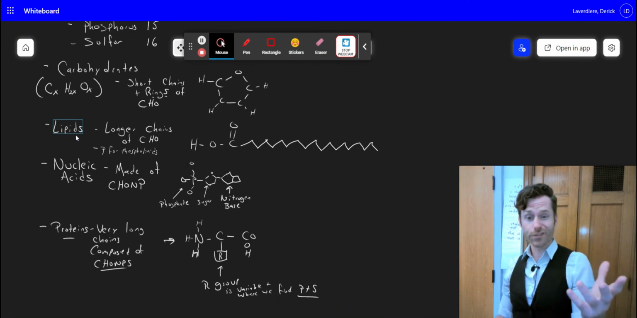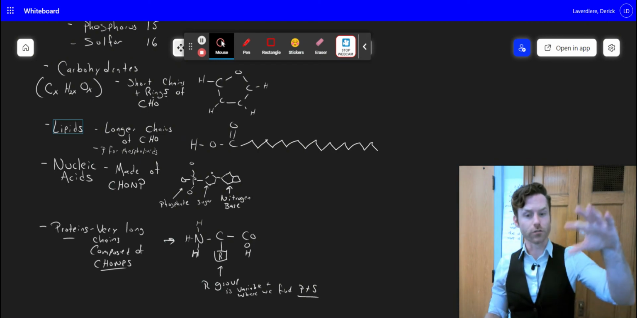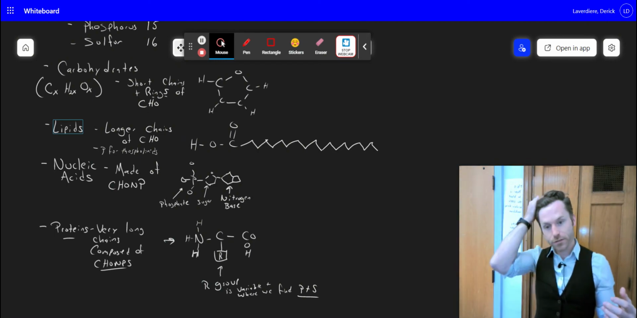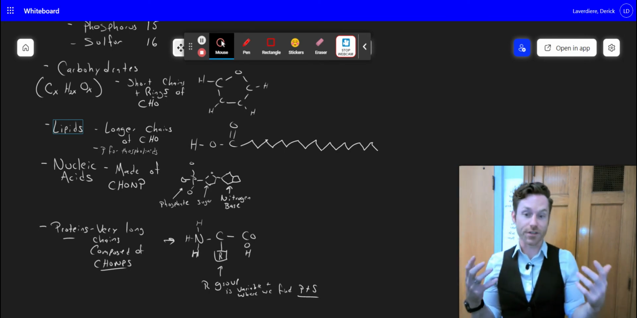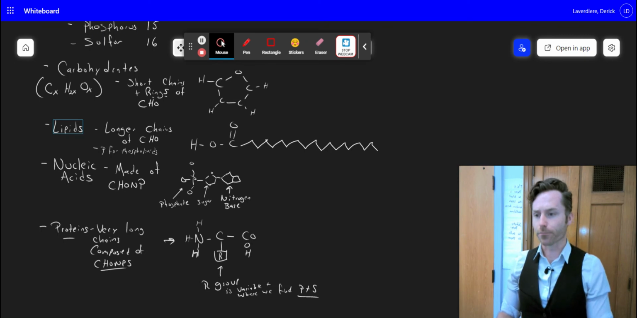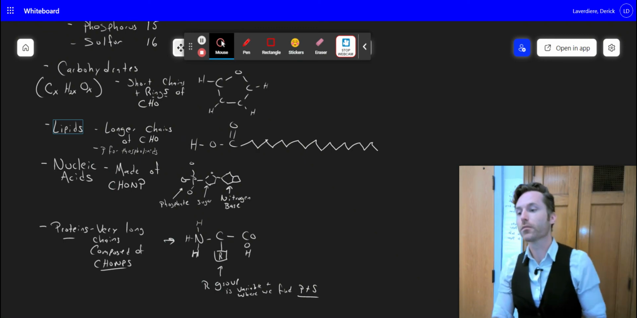Lipids also are composed entirely of CHO, carbon, hydrogen, and oxygen, but these ones form much longer chains. Okay? And so even though they're composed of the same elements, we will see a difference in their function due to this difference in the composition of the same elements. There are also similarities in their functions due to the fact that they are made of the same stuff. And we'll explore that further.